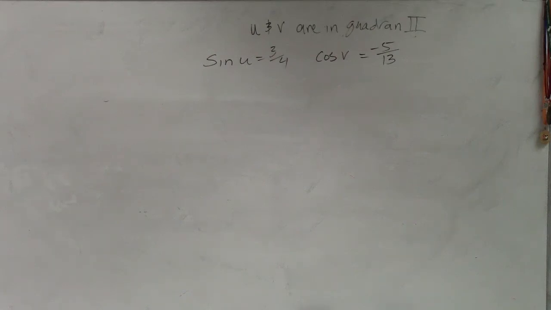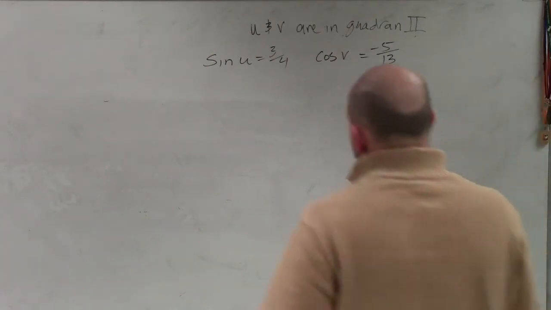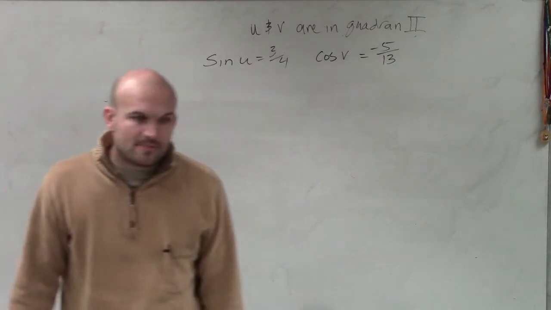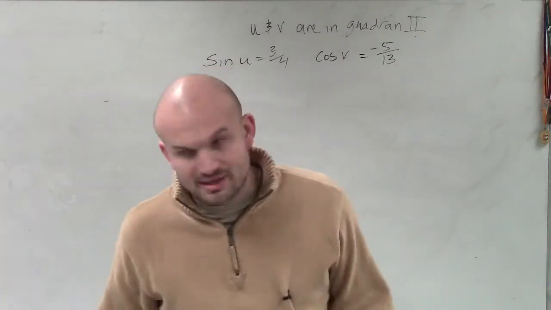But I do need to go over this for you guys real quick. This is the sine of u, 3 pi over 4, and the cosine of v, which is negative 5 pi over 13. Now, there are a couple of things to know about this.